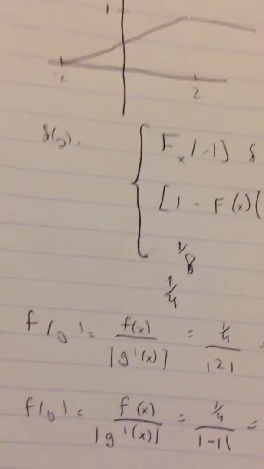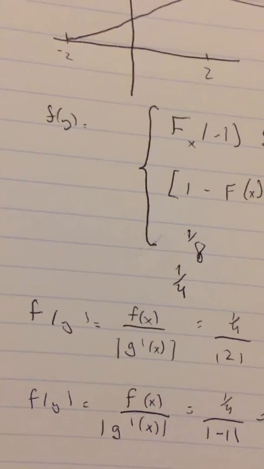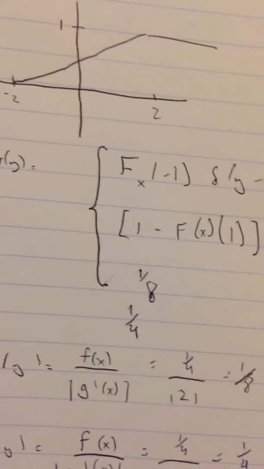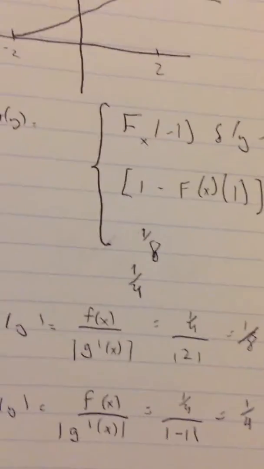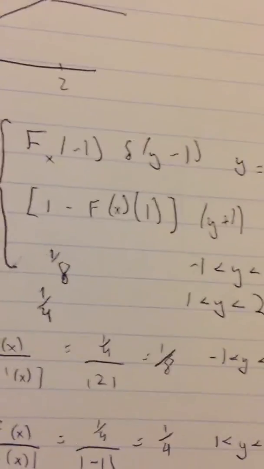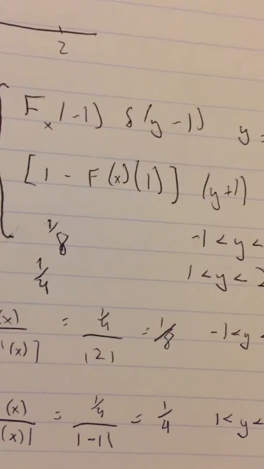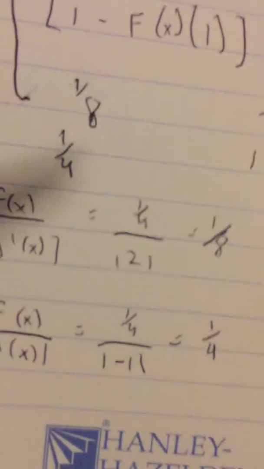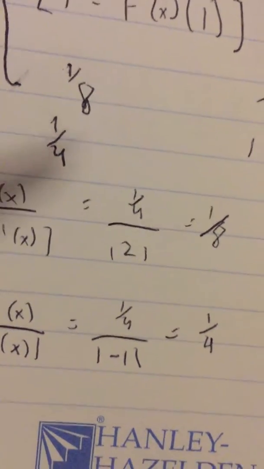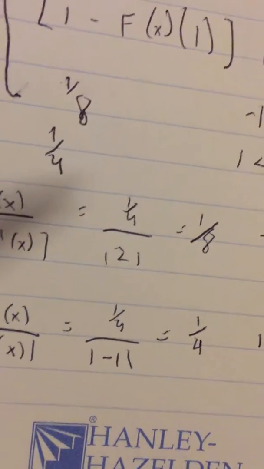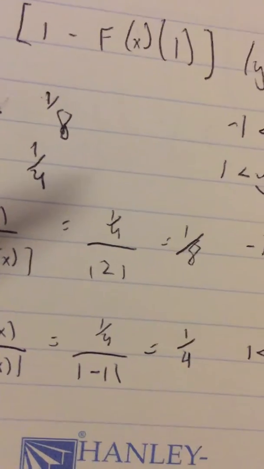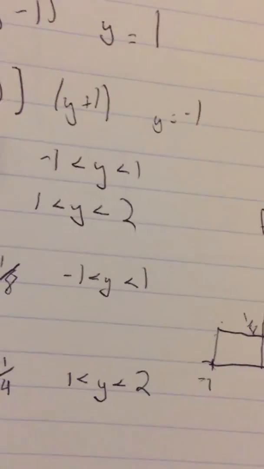To find these values, we're going to use the fundamental theorem, which is f of y equals f of x over g prime of x. So in this case, that equals 1/4 over 2, which equals 1/8 for -1 less than y less than 1, which is this. And in this case, it equals 1/4 over the absolute value of -1, which is just 1, and that equals 1/4 for 1 less than y less than 2.